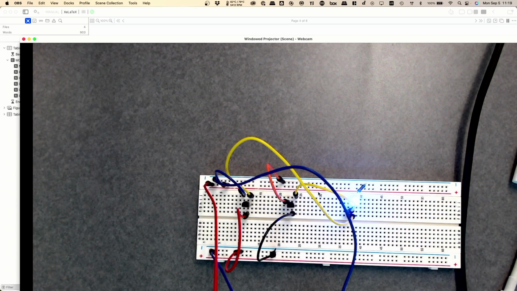Yours may look different if you wired it up differently. So which transistor is this, the PMOS or the NMOS? 5 volts needs to be connected to which pin? Let me get back to the diagram.